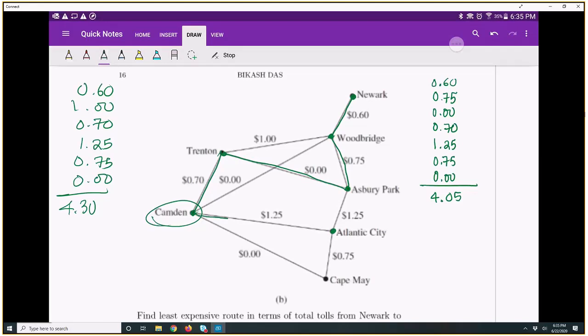Okay, so that's our cheapest route to end up in Camden.